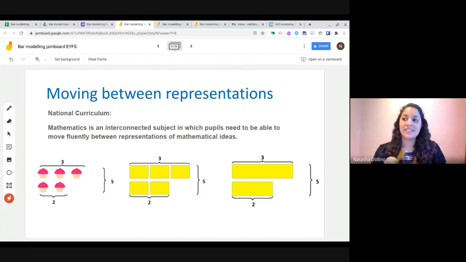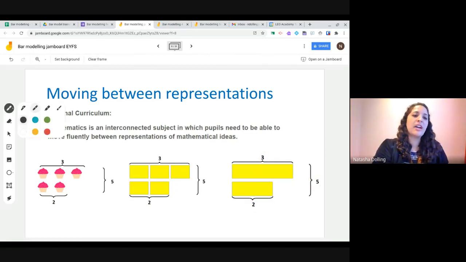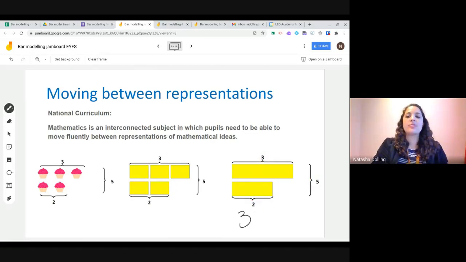And also, I haven't touched on this yet, but I will. It's perfect for the CPA approach, concrete, pictorial, abstract, because you can concretely make a bar model, you can pictorially represent it, and then you have the abstract notation to go alongside, and you also have the abstract equation to go alongside the bar model as well.